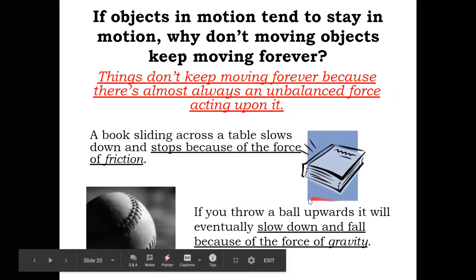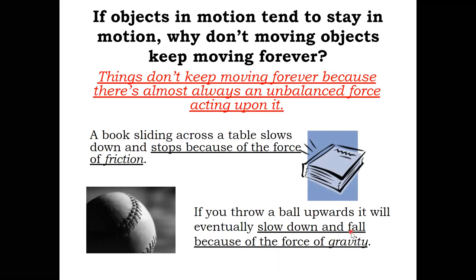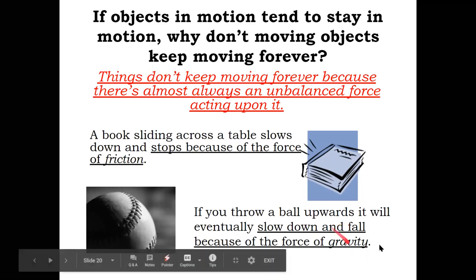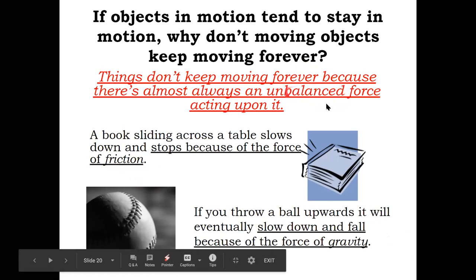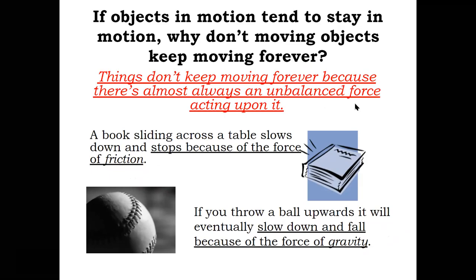The other major force that causes things on Earth to slow down is gravity. If you throw a baseball straight up into the air, it's not going to just keep going up at the same speed forever, right? It immediately starts to slow down, and then it stops for a teeny second, and then it falls back downwards. And that's due to the force of gravity. So friction and gravity together are why things on Earth usually do not keep moving at the same speed forever and ever. They are unbalanced forces that cause objects to slow down or change direction.